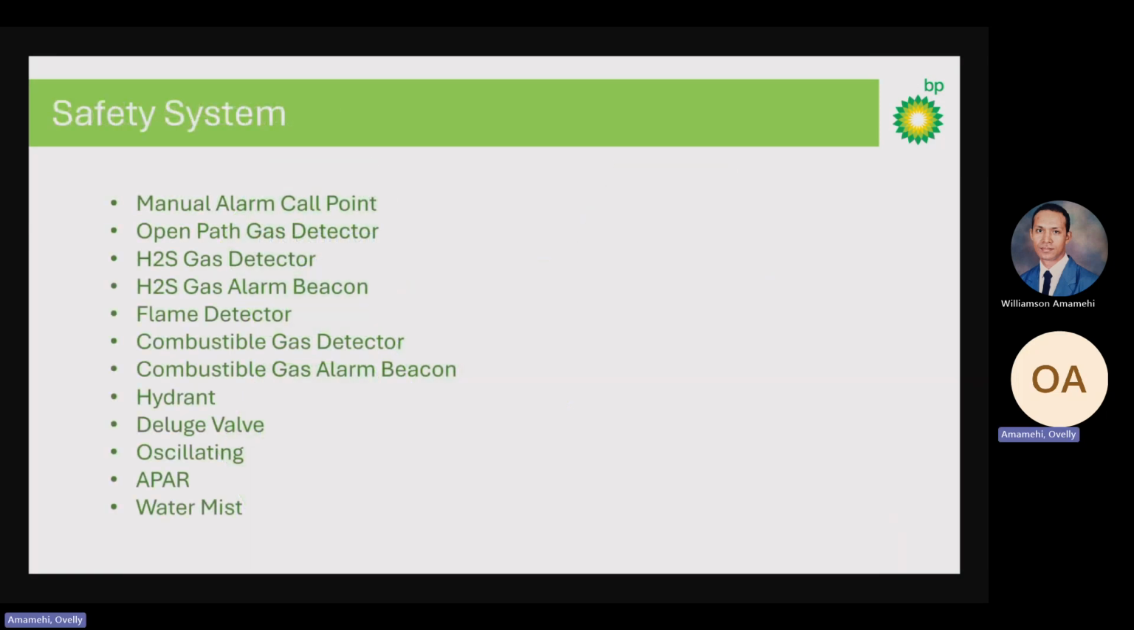And the next one is the safety system. So this is the safety system in the AGRU area. There is a manual alarm call point, OPGD, H2S gas detector and alarm beacon, flame detector, combustible gas detector and alarm beacon, hydrant, leach valve, oscillating, APAR, and water mist.